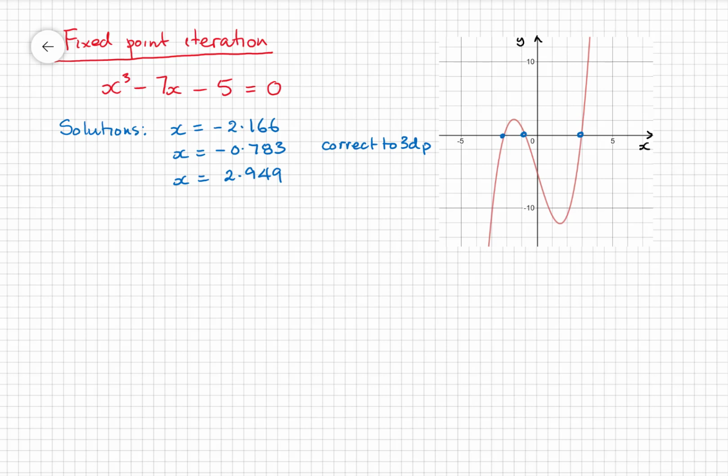Now, looking at the equation that we're trying to solve, we can do some rearranging of that equation. So x cubed minus 5 is equal to 7x. And if we then divide by 7, we get that x is equal to x cubed minus 5, all divided by 7.